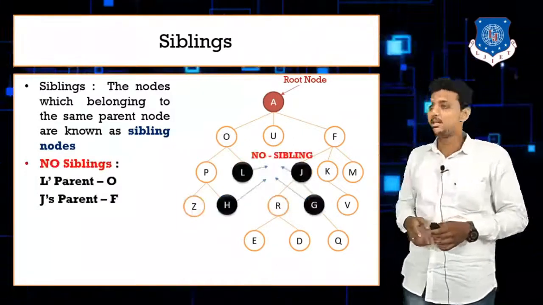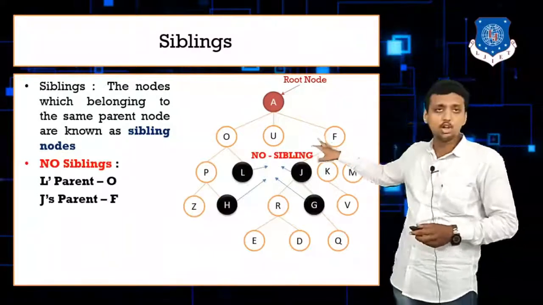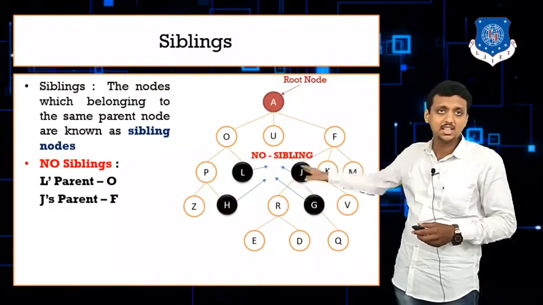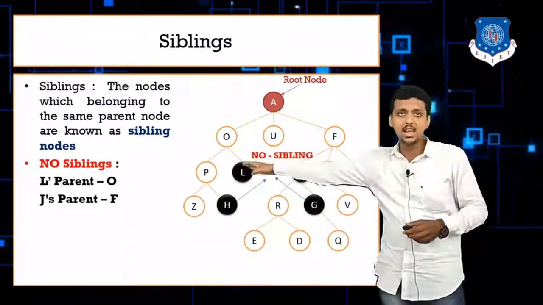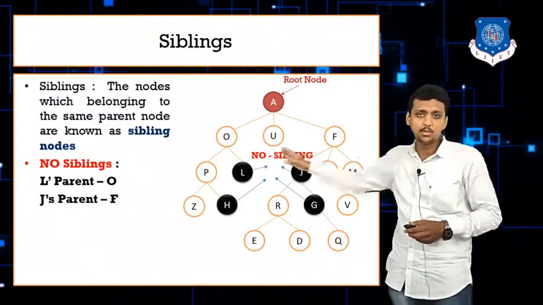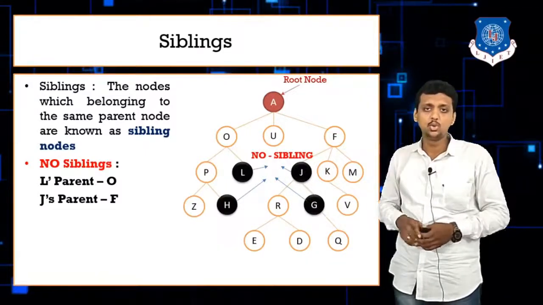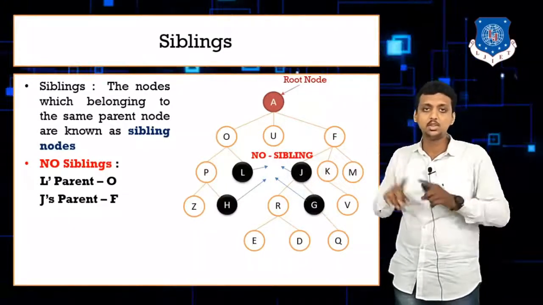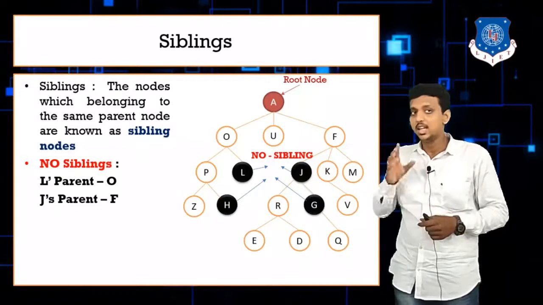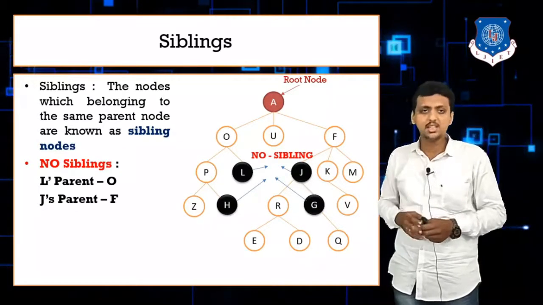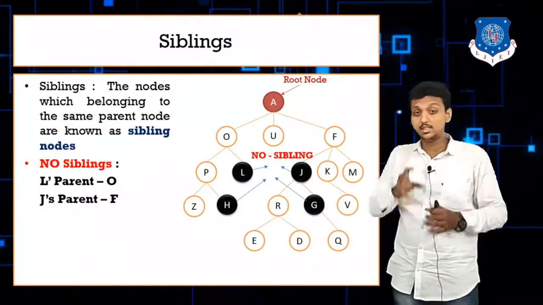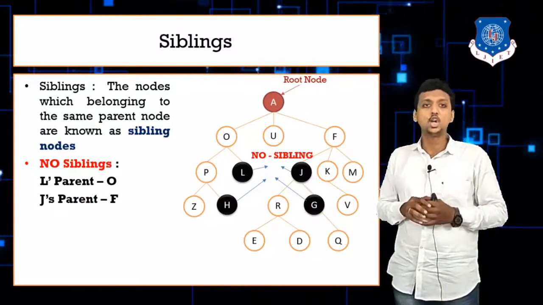Now, can you tell me, students, if I talk about L and J, are L and J siblings? No, they are not siblings because they both contain different parents. L is from O, J is from F. That means these two nodes are not siblings.